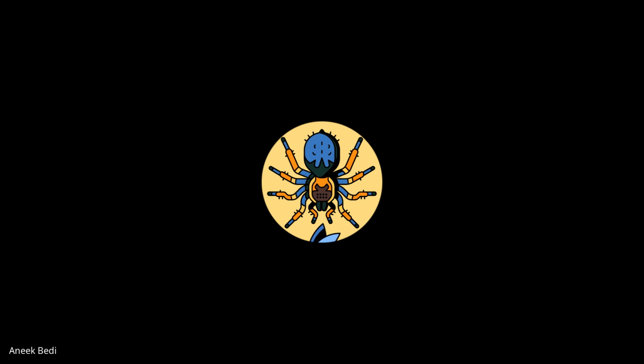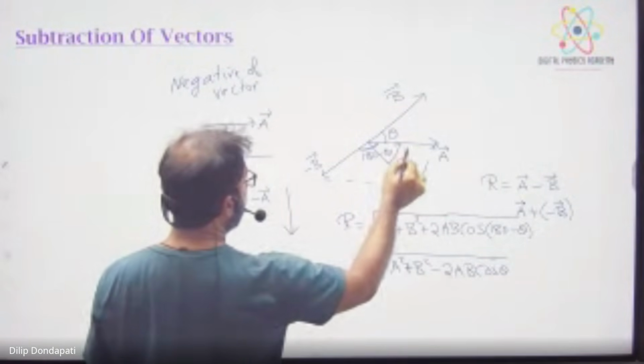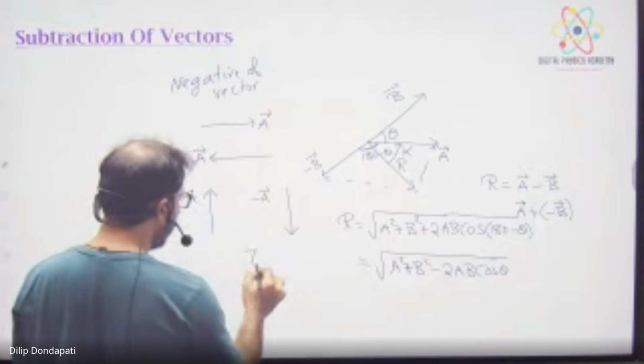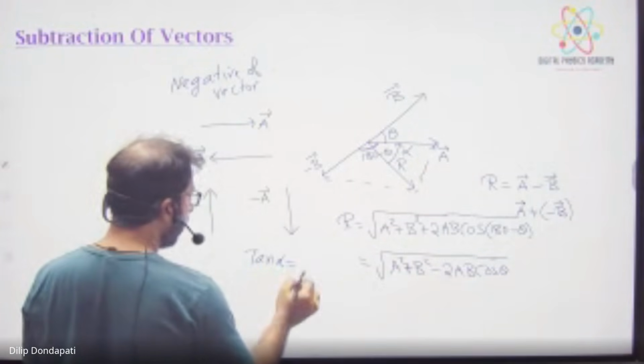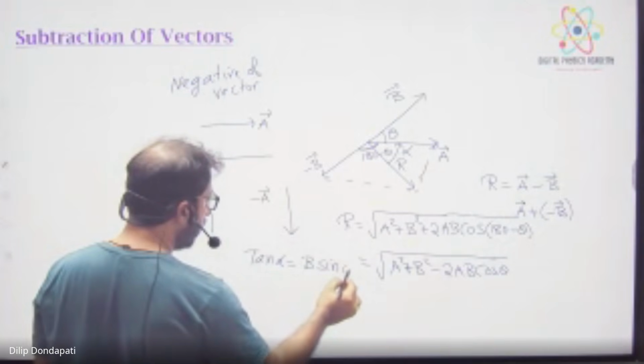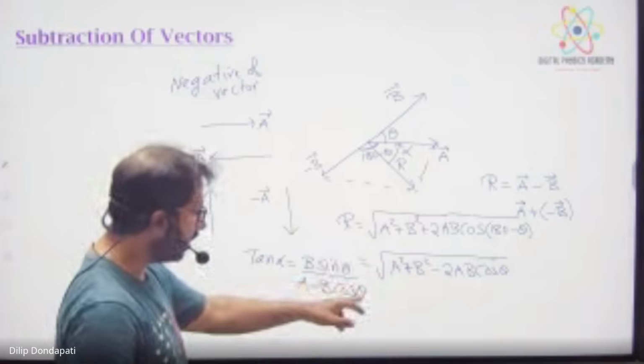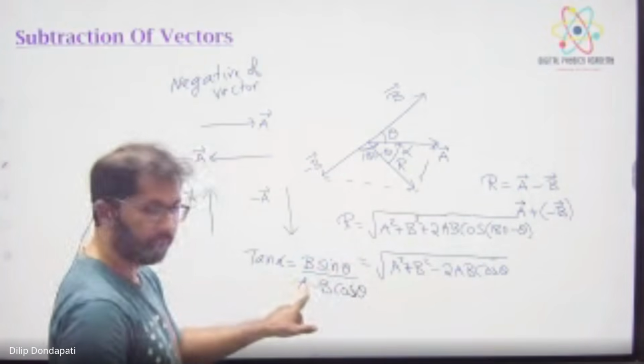And tan alpha, I am putting alpha for this angle. Tell me what is tan alpha? Same formula: b sin theta divided by a minus b cos theta. Minus, because it is subtraction. If I use 180 minus theta here, it will become minus here.